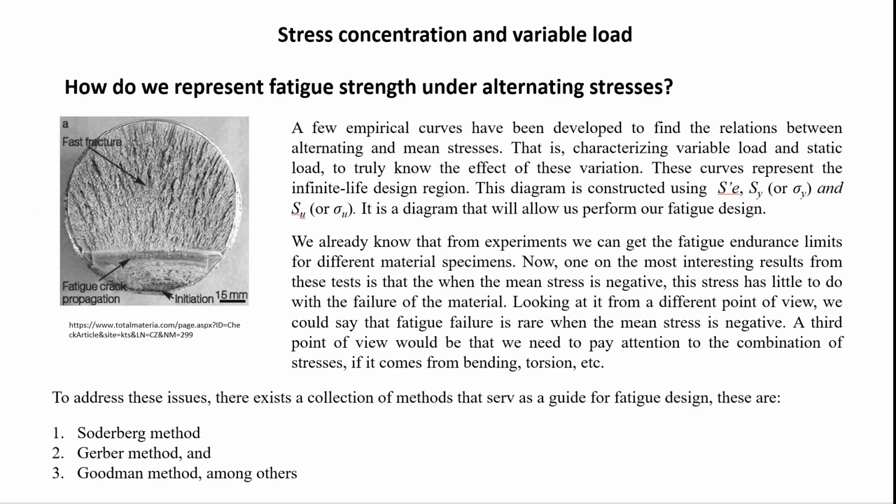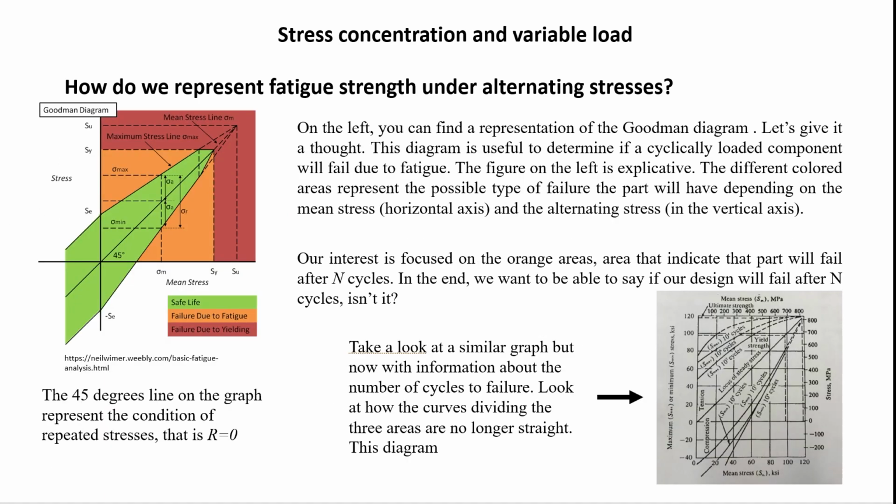Good. Then let's take a look at something to start materializing those three theories. One thing I wanted to show you first, even though it is not coincident with the order of the list I presented before, is this Goodman diagram. It presents three big areas: green, orange, and red. First, let's describe the axes. Both axes are stresses, and on each one I'm plotting the yield strength of the material and the ultimate strength. Logically, yield strength is lower than the ultimate strength.